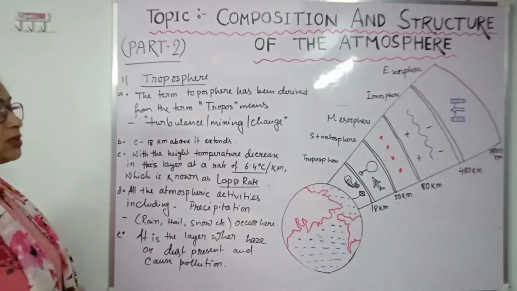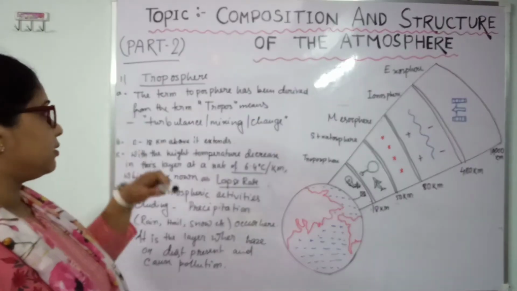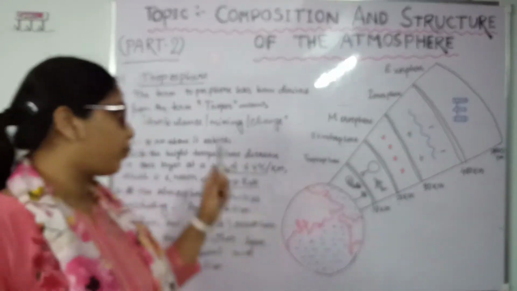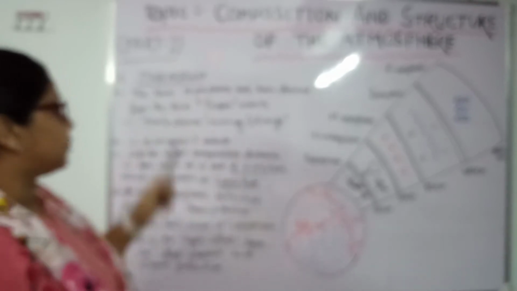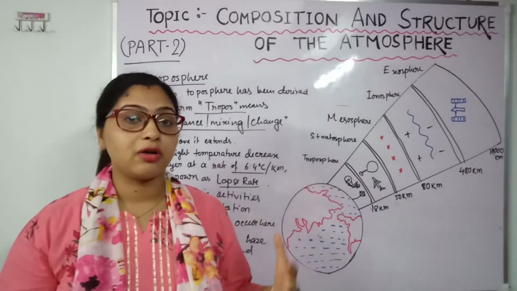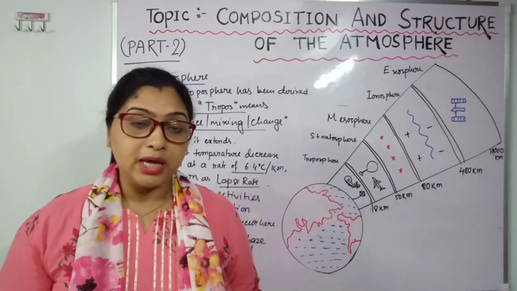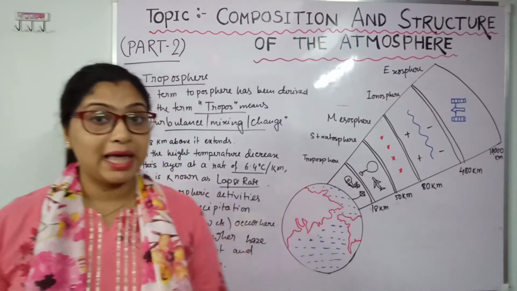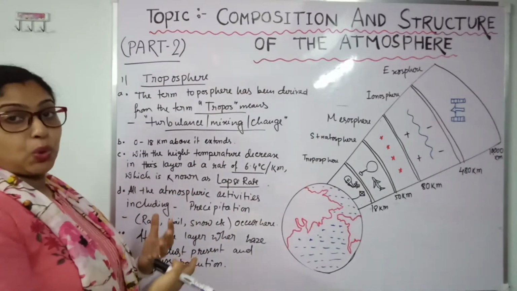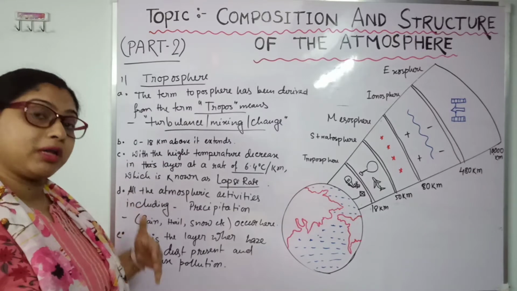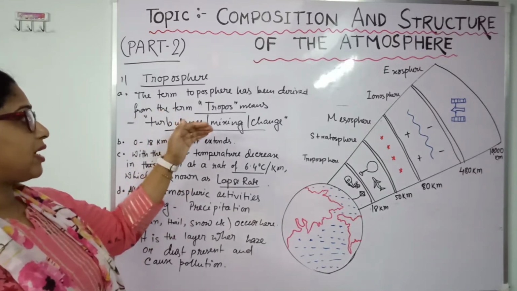Now some more important points about the troposphere, see and memorize properly. The term troposphere has been derived from the term tropos, and tropos means turbulence, mixing or change. So what kind of turbulence? Any kind of weather, which we can also call atmospheric activity. It can be thunderstorm, lightning, or precipitation in the form of rain, hail and snow. We can see this in this layer. Even different kinds of gas, dust and particles mix in this layer. That's why it is known as the troposphere.